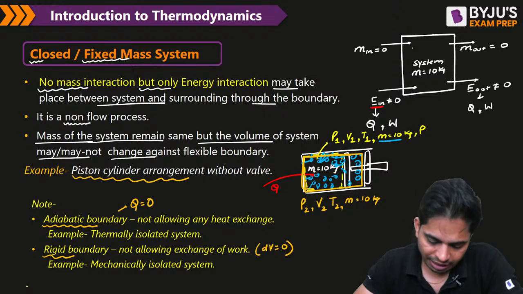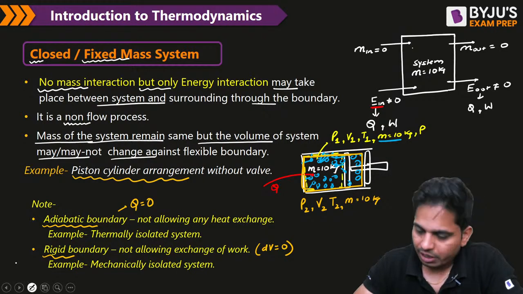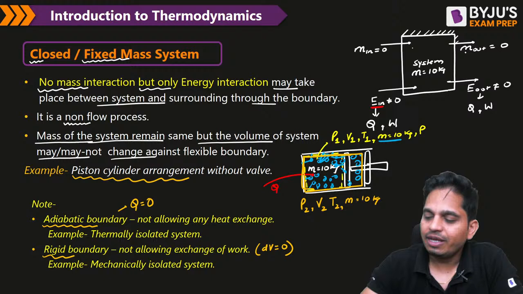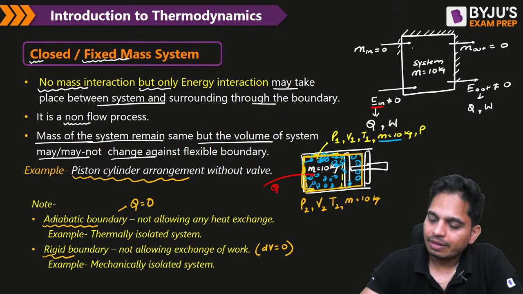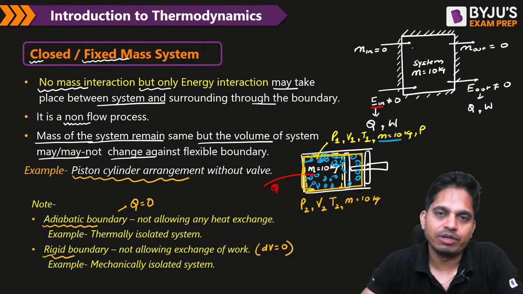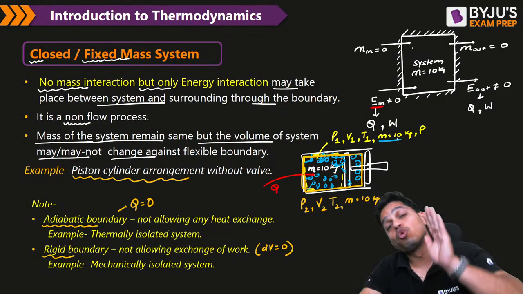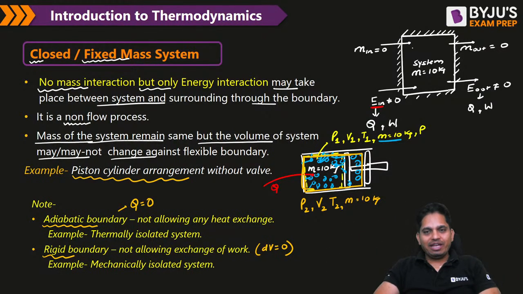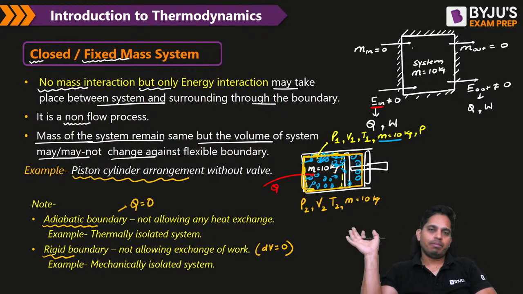So if this is your system, and you insulate the boundary, that means it will not allow any heat transfer to go in, and it will not allow any heat transfer to come out. Insulation is a very practical method of reducing heat transfer. Even in your refrigerators and your ACs, insulation is a very critical portion.